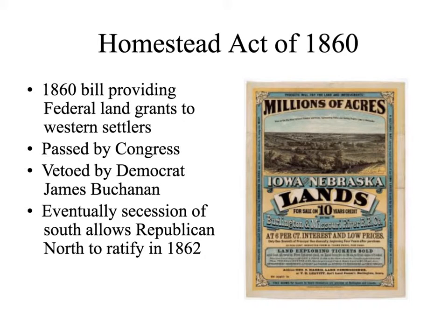So the Homestead Act of 1860 was actually pushed very much by the Free Soilers. It would have provided federal land grants to Western settlers. It was actually passed by Congress, but it was vetoed by Democratic President James Buchanan. Eventually, because so many Democrats left the Union, the Homestead Act was actually able to be passed in 1862. It was ratified by an almost Republican Congress.